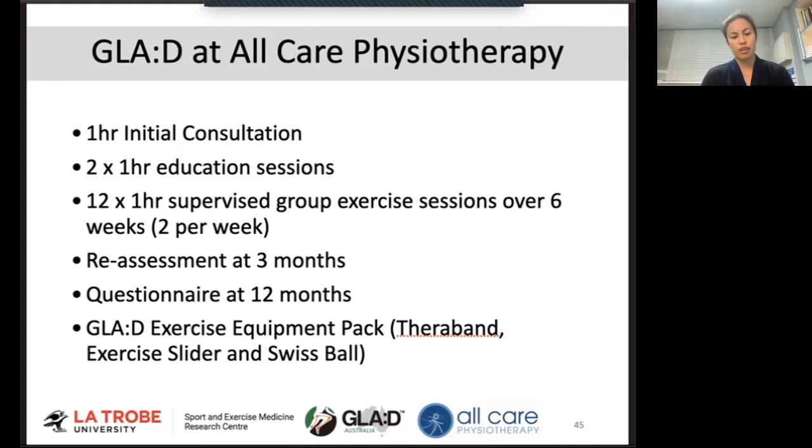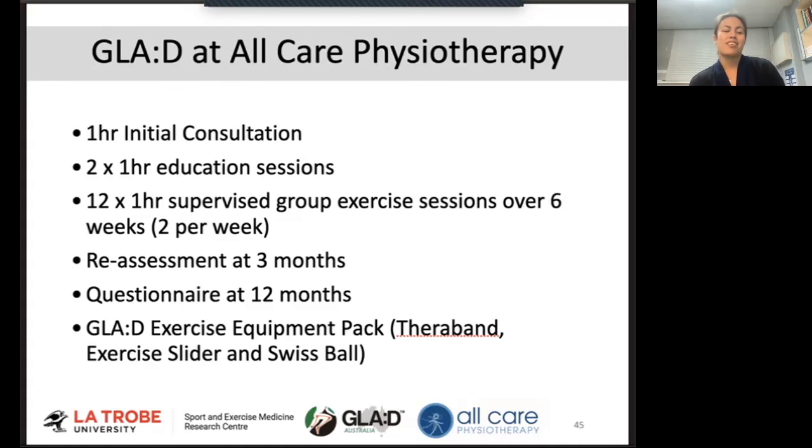Once you've completed the program, after 3 months, you will have a reassessment where we look at your chair stand test again, so how many times you can stand up and sit down, and a 40-meter walk test. And we can compare how you were from the start with how you are now. You also will get another questionnaire at 3 months and then a questionnaire at 12 months. And we ask again to do those because you're contributing to the research for GLAD.